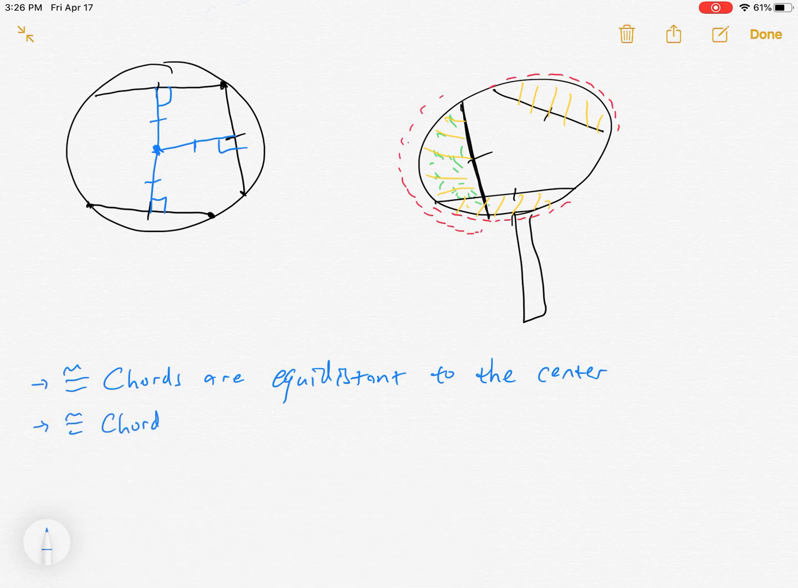Okay, so here's my phrase for this one. Phrase 1. Phrase 2 is congruent chords cover congruent arcs. Now I'm saying the word cover, I think the book says intercepted, but I like to think of it as being covered, okay? Imagine you are this spoon here and you're covering the arc. So congruent chords cover congruent arcs.